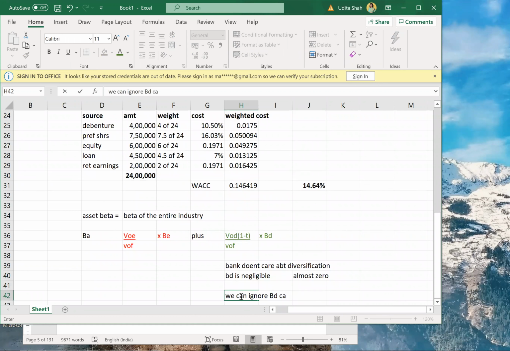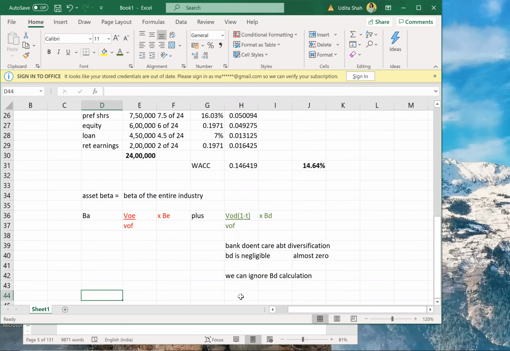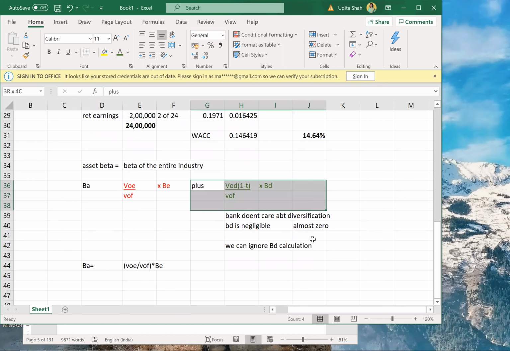So we can ignore the beta of debt calculation. Therefore, what is the formula for me? My beta of asset will be value of equity divided by value of firm, and the whole thing into beta of equity. That is my formula for beta of asset. Understood the logic? You don't need to add the other term. In the exam also you don't need to write all of this. It is understood that students are ignoring the beta of debt calculation.